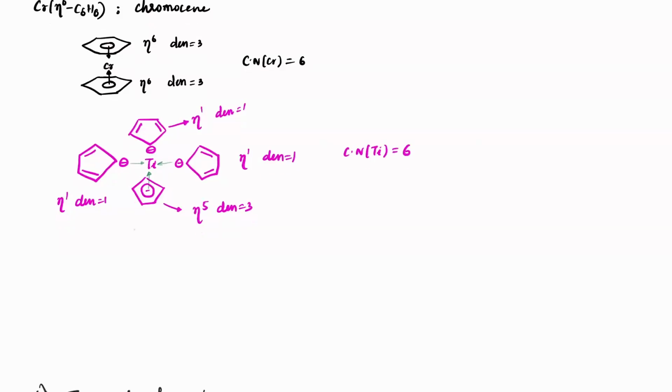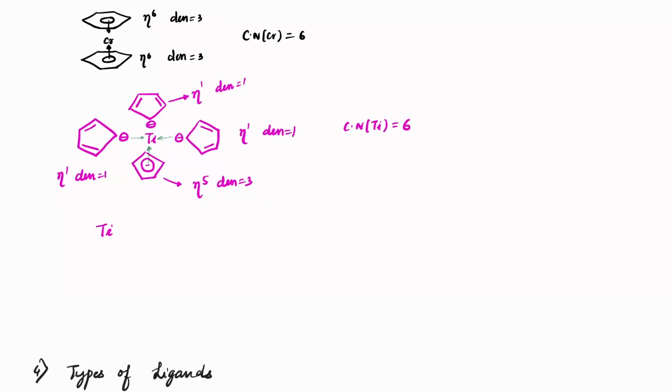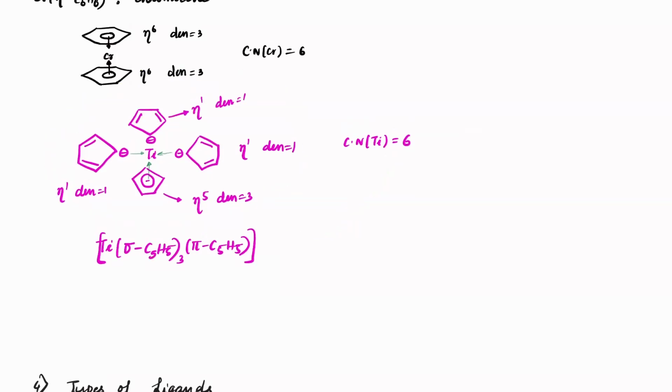So while writing the complex, this is how we write it. Titanium sigma. The sigma means only one connection, so eta power 1 is usually written simply as sigma. So sigma C5H5, three of them, and pi C5H5. If I write it, that means the hapticity in this case is 5. So this is a representation of that complex. Whenever you see this kind of representation, you should directly be able to correlate that the coordination number is 6. Probably the structure is like this. Please check this out, everyone.